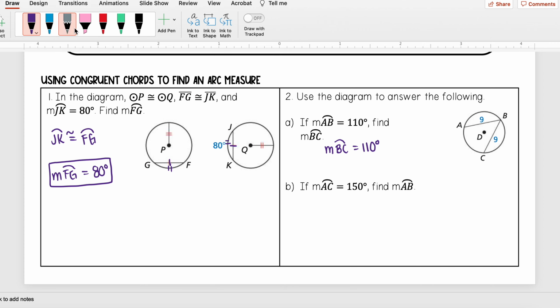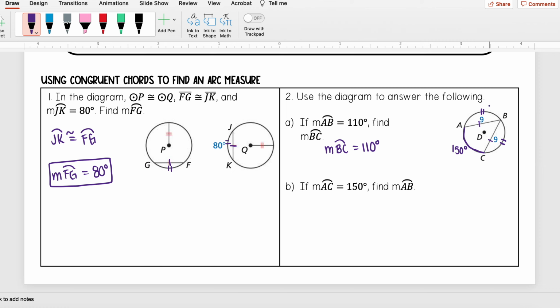Okay, now let's look at part B. Part B says if the measure of arc AC is 150 degrees, so AC is 150 degrees, find the measure of arc AB. So this one's a little bit trickier. We have to remember some stuff that we learned about in earlier lessons. So I know this part of the arc is 150. I know since AB is congruent to BC, that these arcs are also congruent.